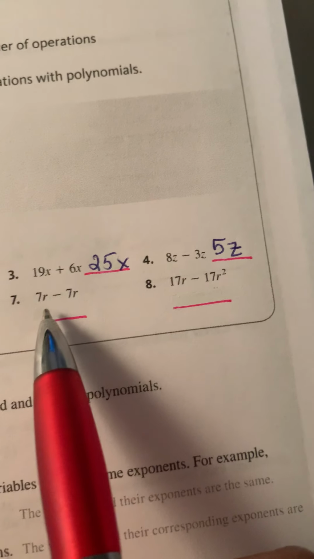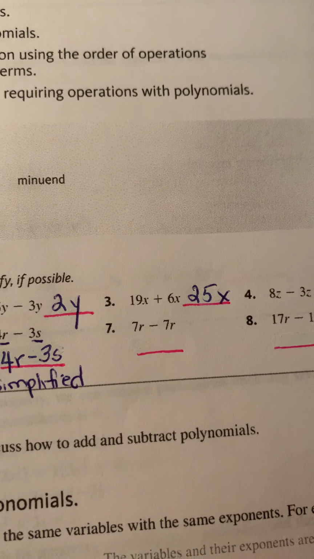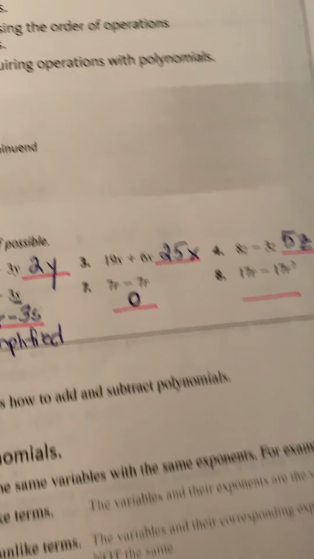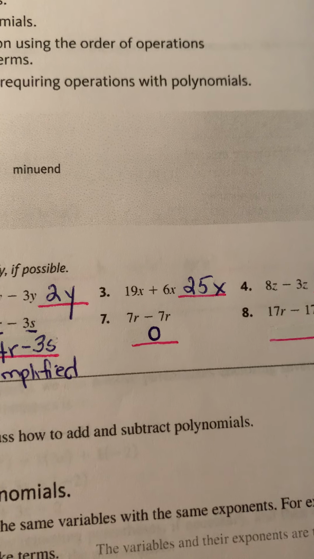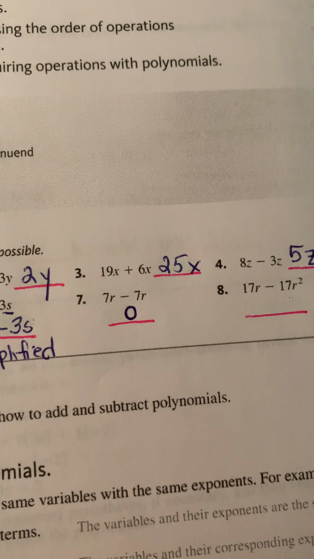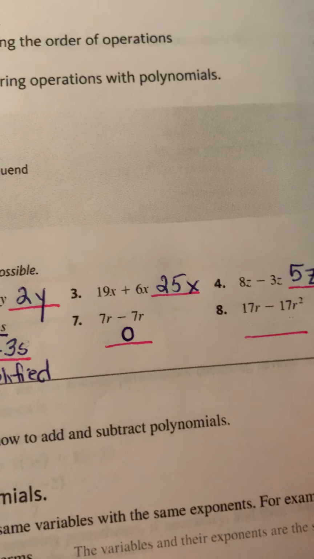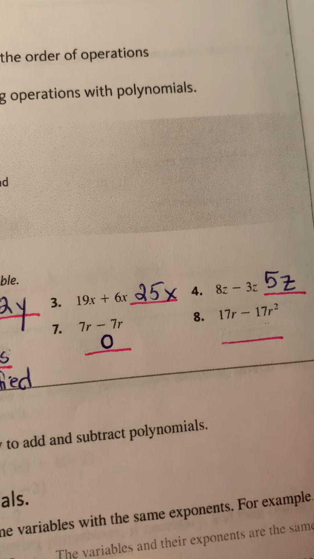For number 7, 7r, take 7 r's away, you have nothing. You have 0. You don't have to write 0r, because you hardly ever see that in a textbook.